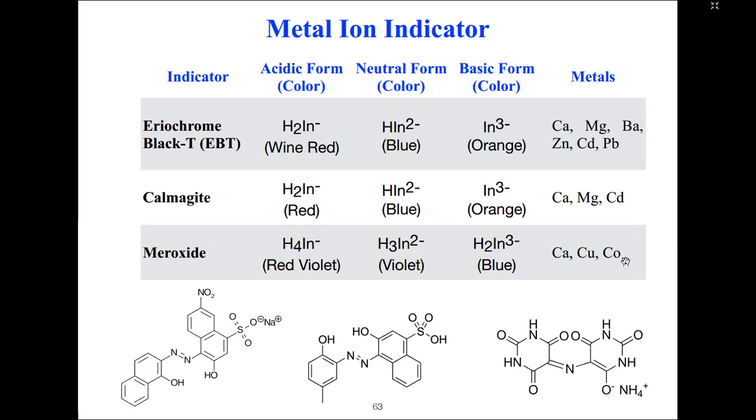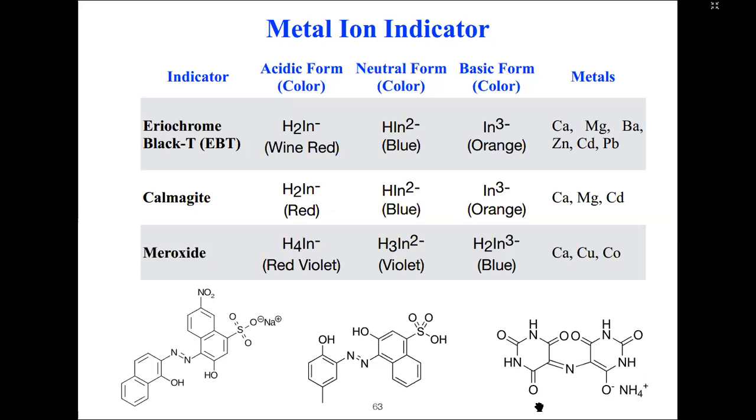Okay, so remember these indicators are also chelating agents. They form complexes with these metals. For example, murexide can form a complex with calcium. However, this complex is weak, and when we titrate with EDTA, first EDTA will form a complex with free calcium, and once all of the free calcium is used up, there is still some calcium complexing with these indicators. So these indicators are replaced by EDTA to form free indicator. And this free indicator will have a different color than the combined indicator. That's how we determine the end point.